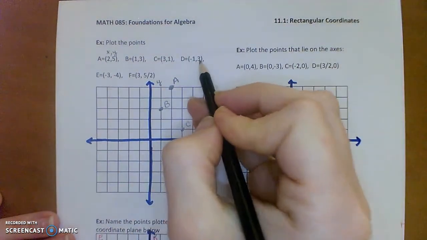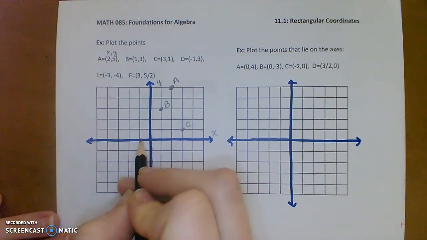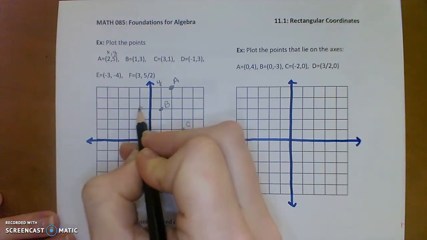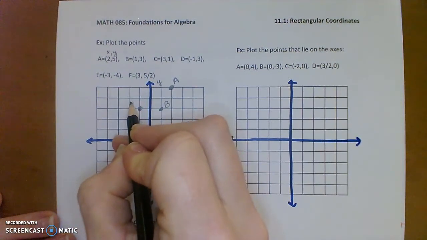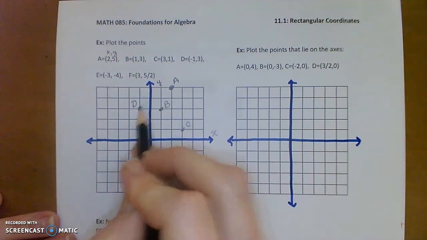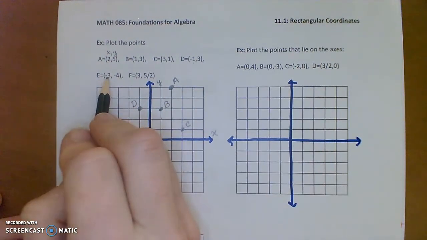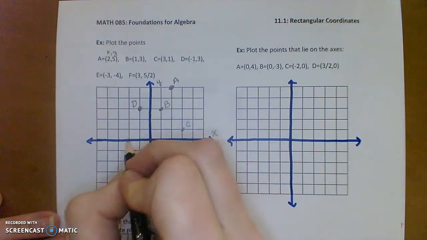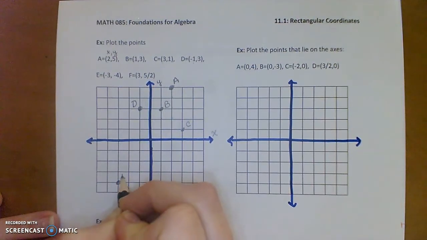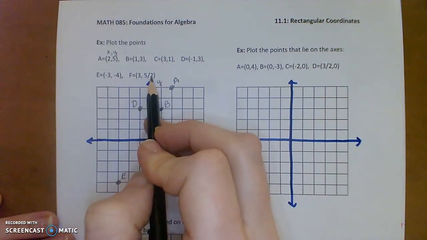Now let's find negative 1, comma 3. So starting at the origin, this is 0, 0. Go left 1 unit, up 3 units. So here is D. So again, negative 1, so that's left 1 unit, up 3. Let's find negative 3, comma negative 4. So that would be left and down. So left 1, 2, 3 units, down 1, 2, 3, 4 units. There's the point E. And F is 3, comma 5 halves.